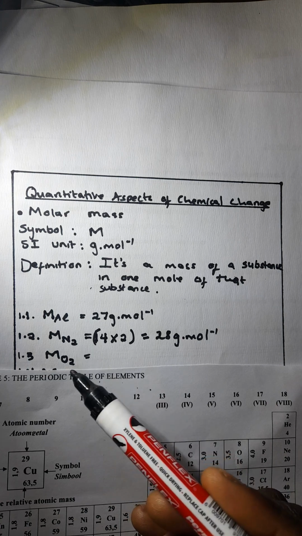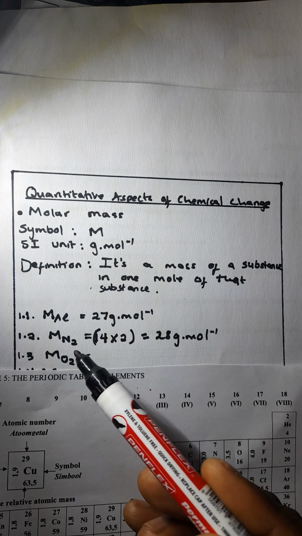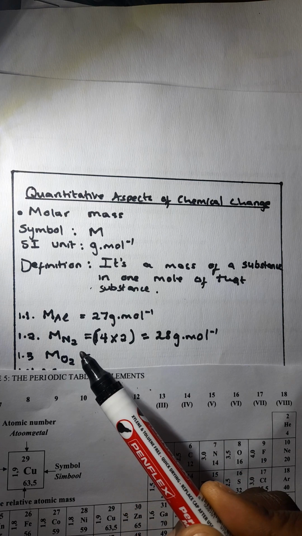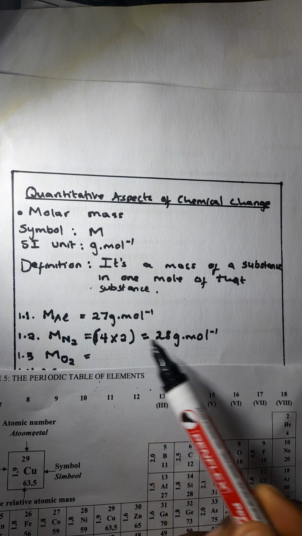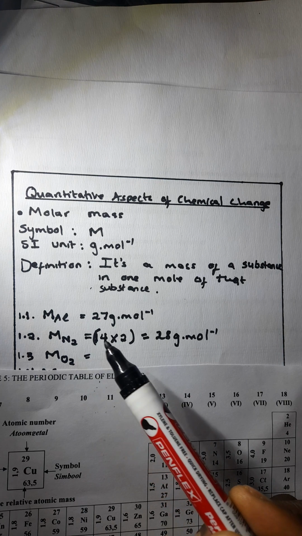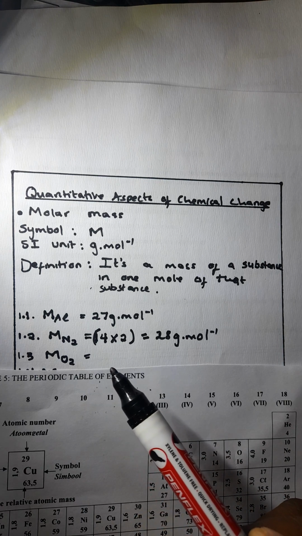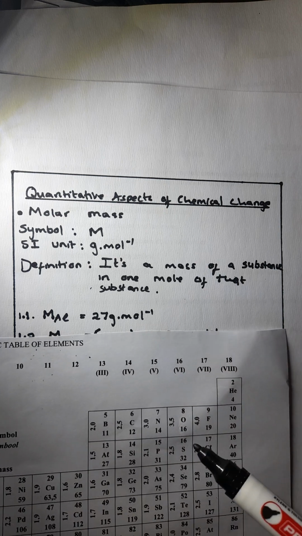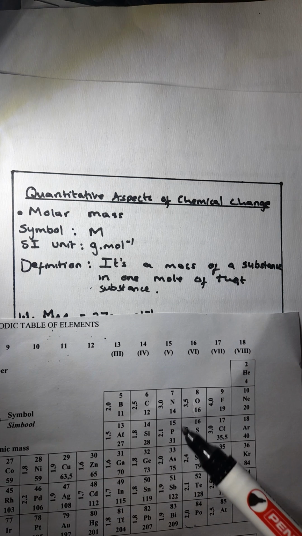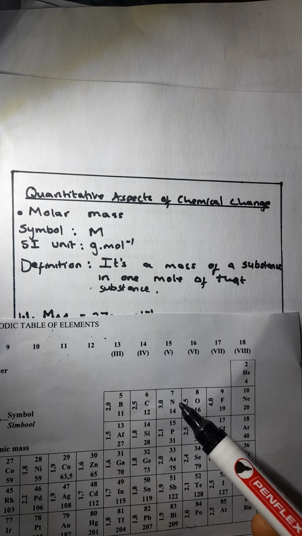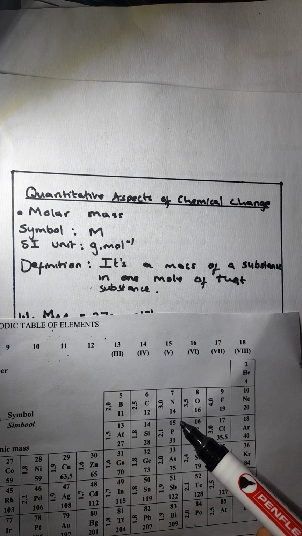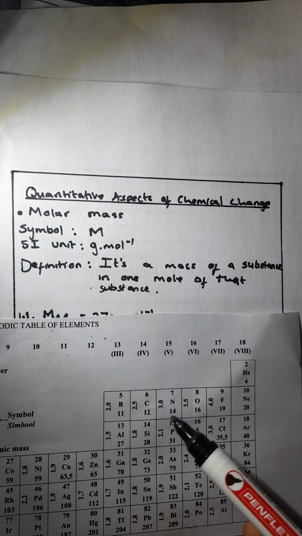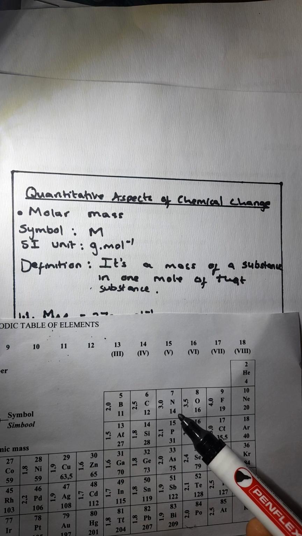When it comes to diatomic elements like nitrogen, it means there are 2 nitrogen atoms chemically bonded together to form a molecule. So there are 2 atoms of nitrogen. Let's go to the periodic table. Here is our nitrogen. It's atomic number 7, and its molar mass is 14 grams per mole. But this represents an atom, not two atoms. So one atom of nitrogen has a molar mass of 14 grams per mole.